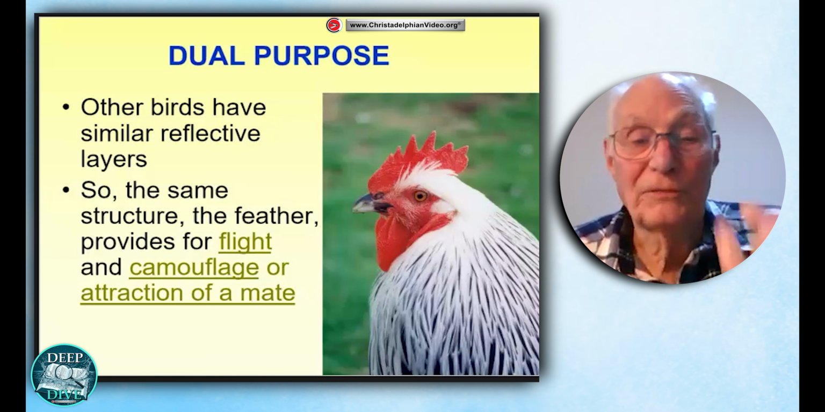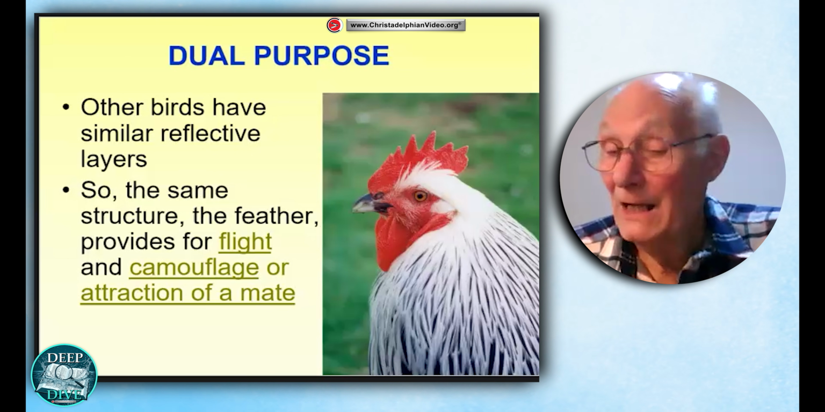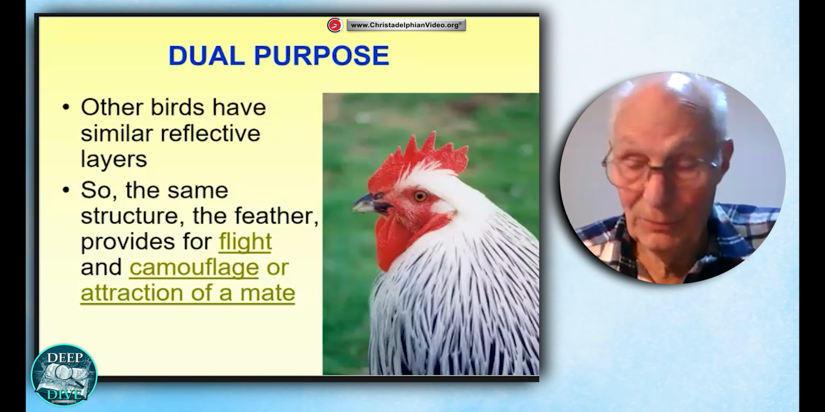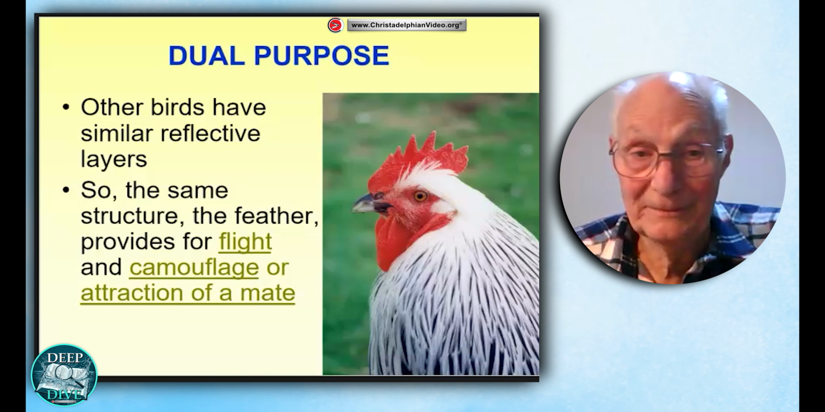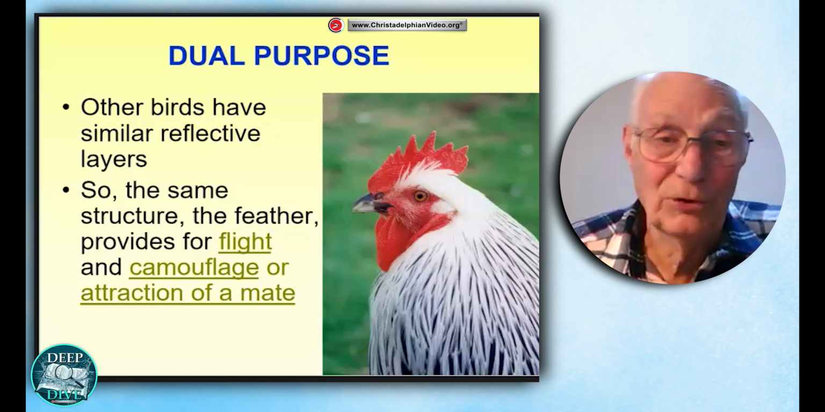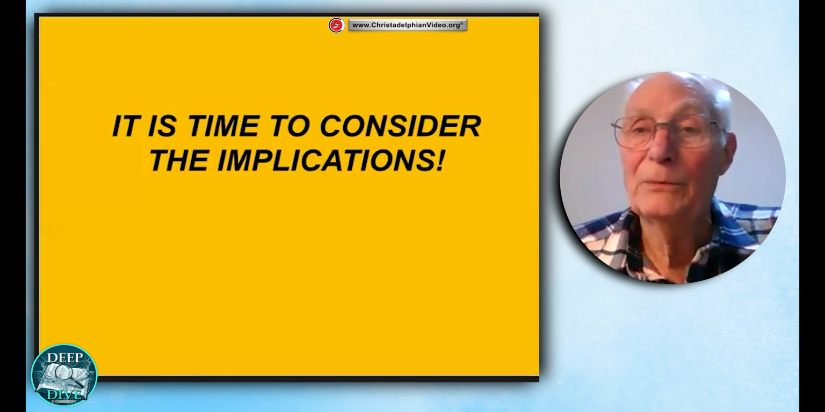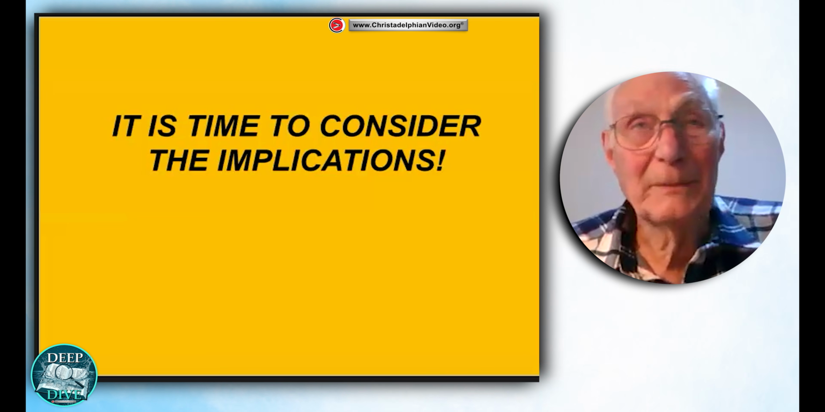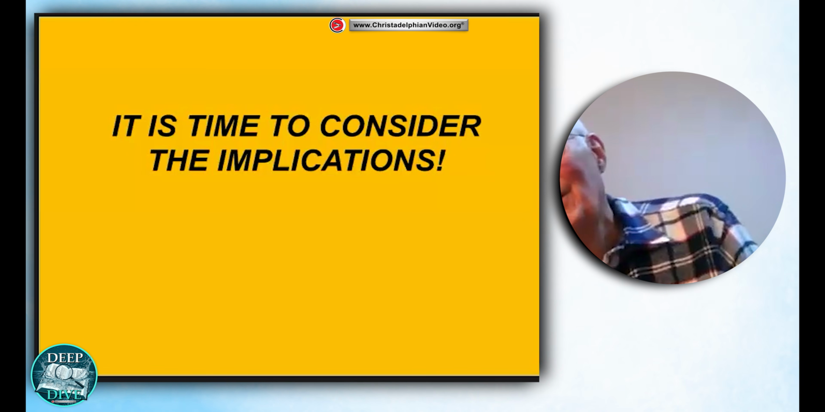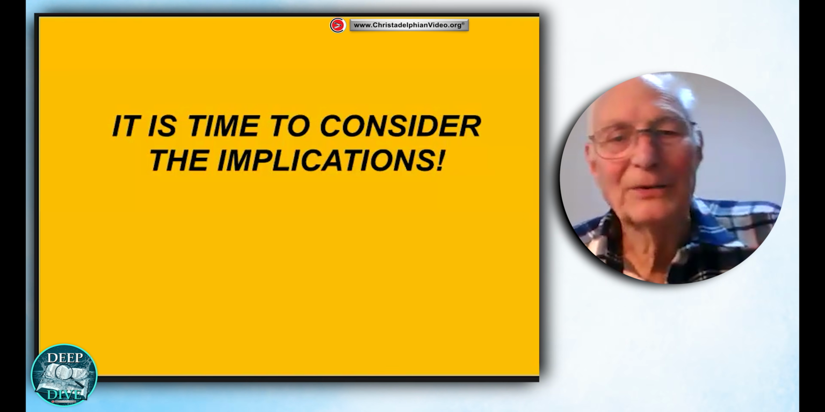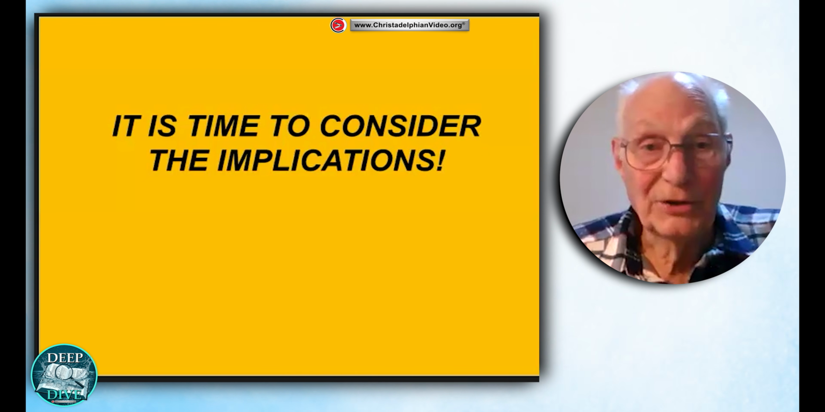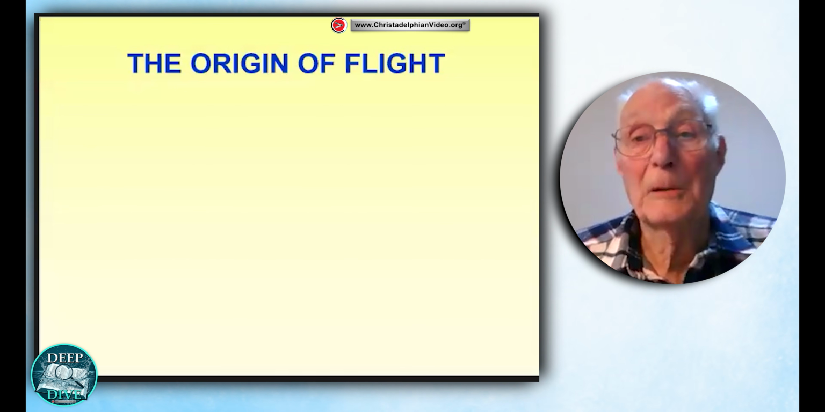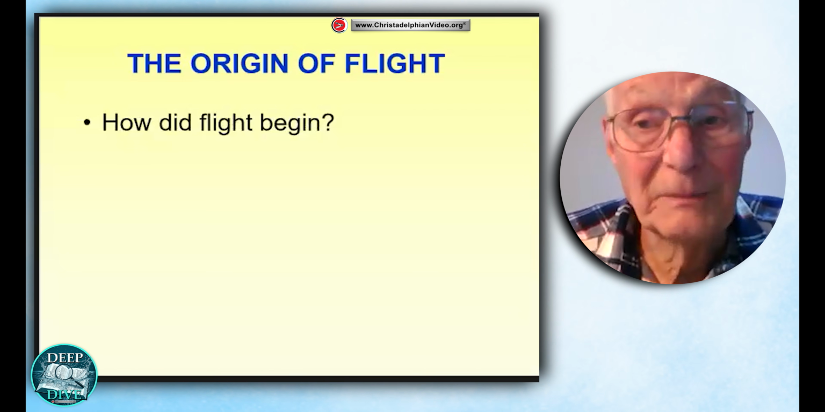So the feather can produce flight. It can produce camouflage, if you want to sit on some eggs and not be seen. And it can attract a mate if you're trying to find a happy wife. So let's think about this now. We've discussed how flight comes about and what it's needed for a bird to fly. Let's think about the implications. How did flight begin?